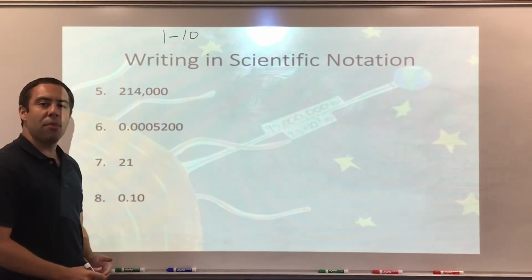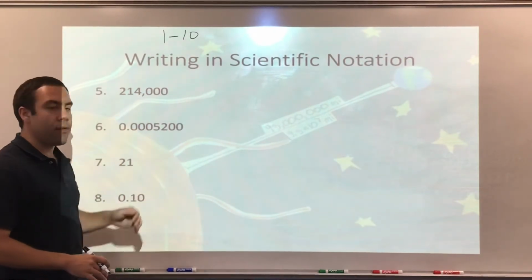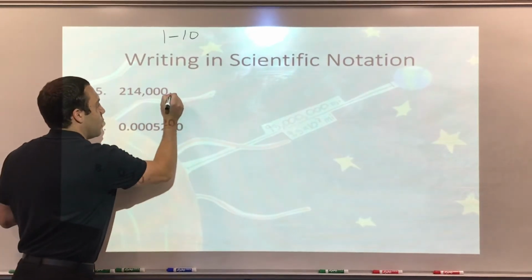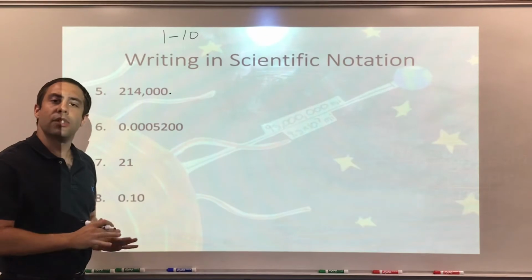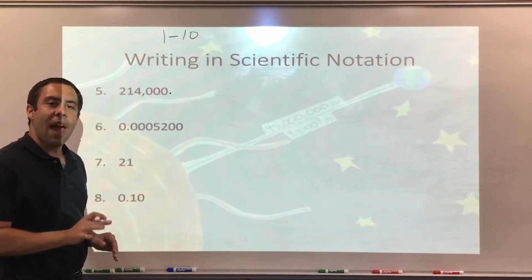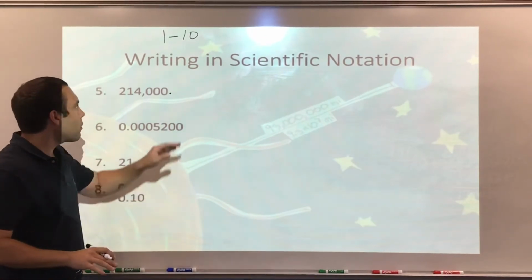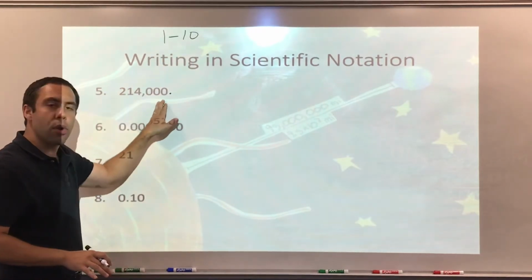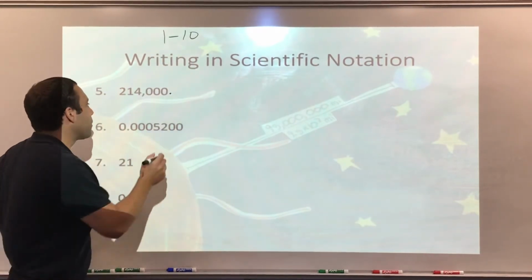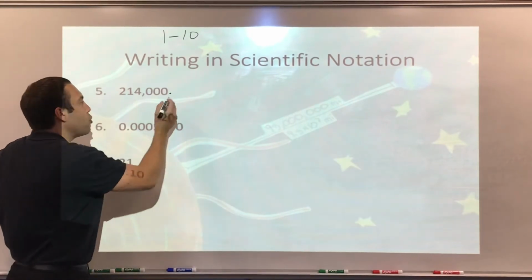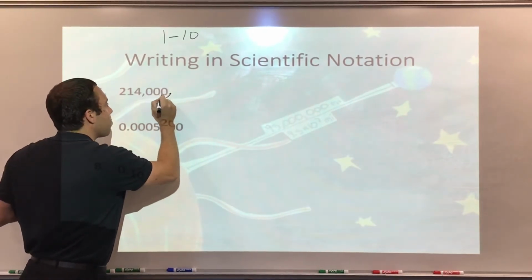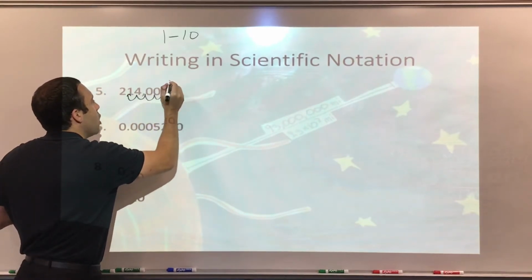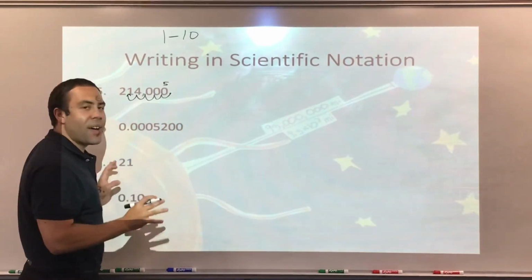For practice problem number 5, we have 214,000. First step, put the decimal point at the end, since there's no decimal point. And we have to move that decimal point until we get a value between 1 and 10. Here, we're going to move the decimal point to the left. And we count the number of times we move that decimal point. 1, 2, 3, 4, 5. So we move the decimal point over 5 times.